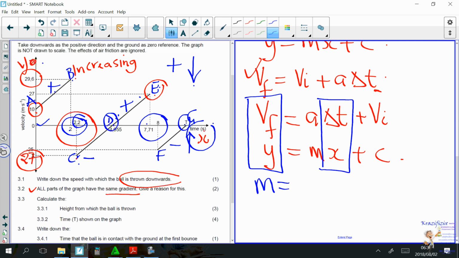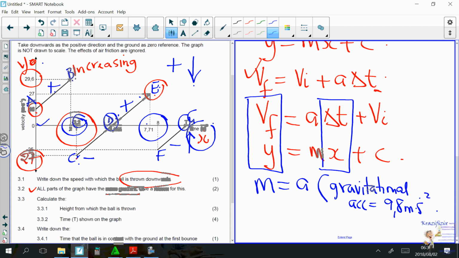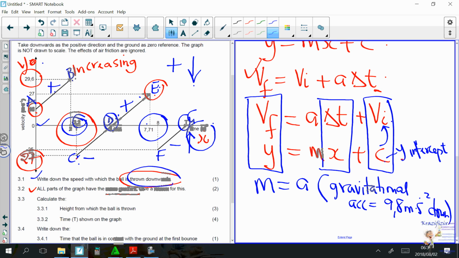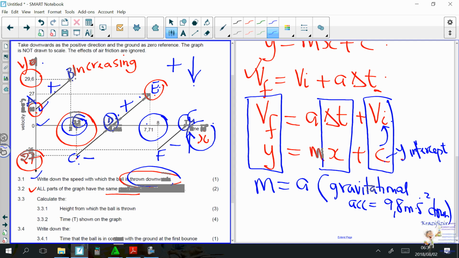So what do we know? My gradient equals acceleration, and it's actually gravitational acceleration. Gravitational acceleration of what? 9.8 meters per second squared downwards. What is my c from mathematics? c is my y-intercept. And what is that? Do you notice now it's my initial velocity, which also helps us to understand 3.1, thrown downwards. My initial velocity is my y-intercept. Let's check the y-intercept. It's 10.